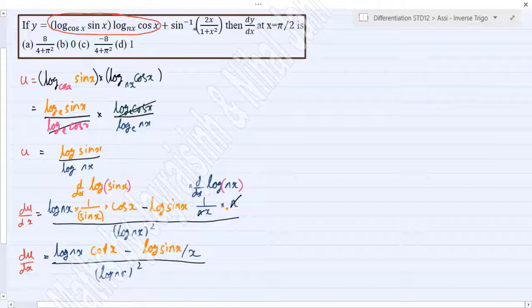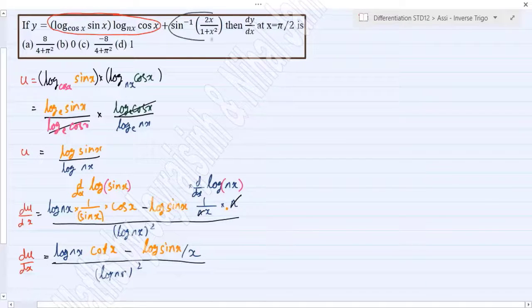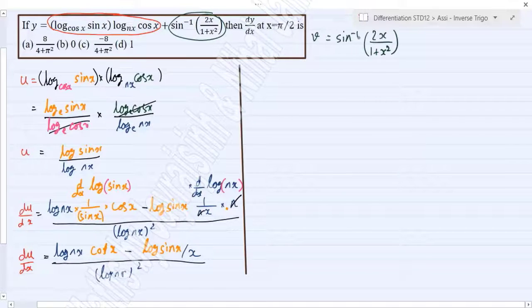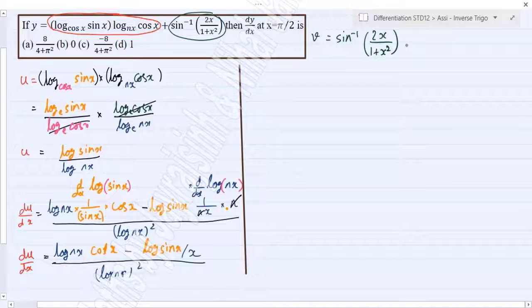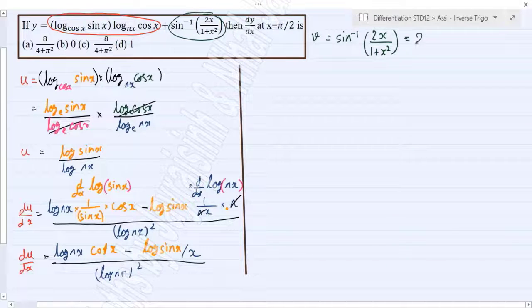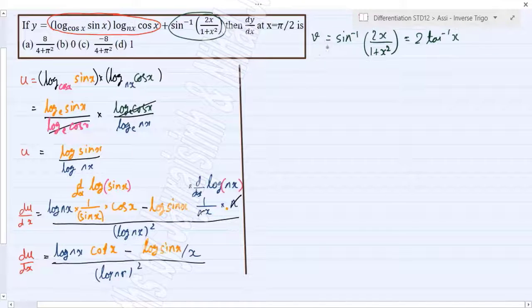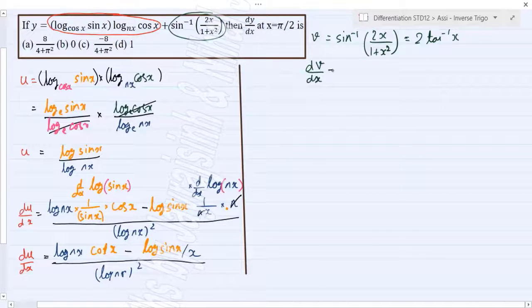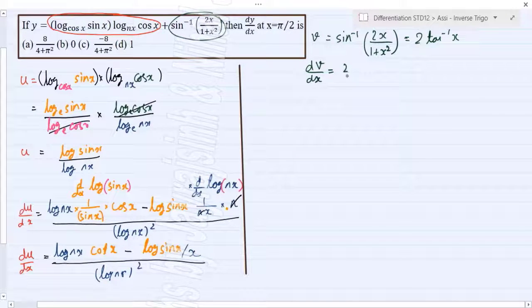Now we should move to the second term. Let's say it is your v, which is sine inverse 2x upon 1 plus x square, which can be rewritten as 2 times tan inverse x. So we are ready to differentiate with respect to x. So we simply get dv by dx is equal to 2 times differentiation of tan inverse x, which is 1 upon 1 plus x square.